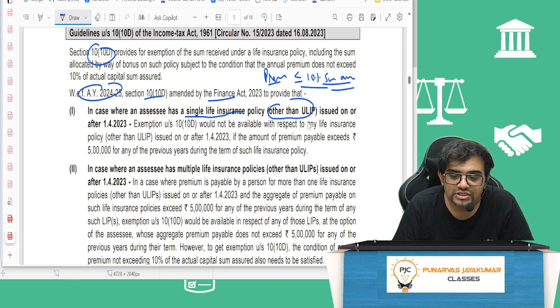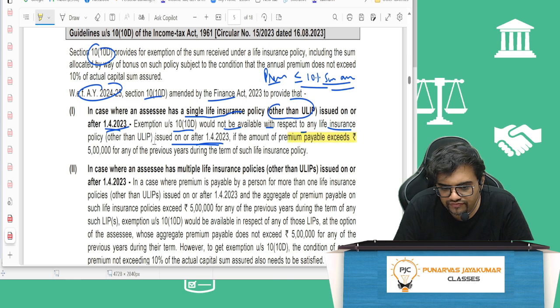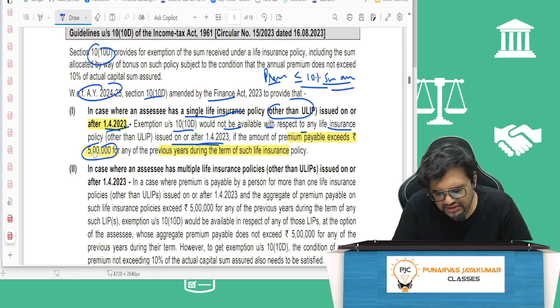Single life insurance policy issued on or after 1/4/2023. Exemption under 10(10D) would not be available with respect to any life insurance policy issued on or after 1/4/23 if the amount of premium payable exceeds 5 lakh rupees in any previous year. So this is for all the policies issued after 1/4/2023. If the premium amount is more than 5 lakh rupees, then the exemption will not apply.